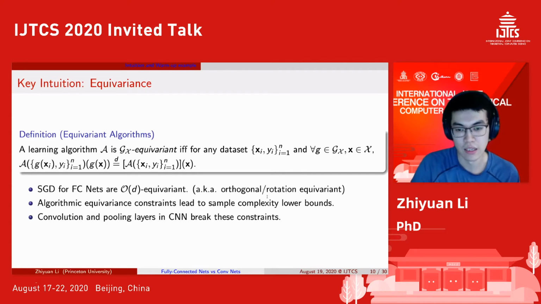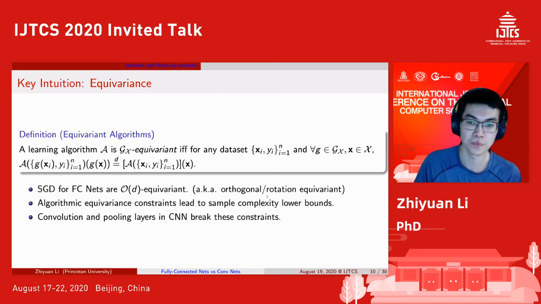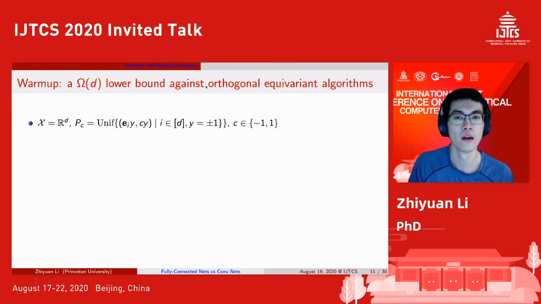However, CNN will not suffer from these lower bounds, which hold for fully connected neural nets. This is because CNN has convolution and pooling layers, which break these equivariance constraints. Okay, so let's see a detailed example.